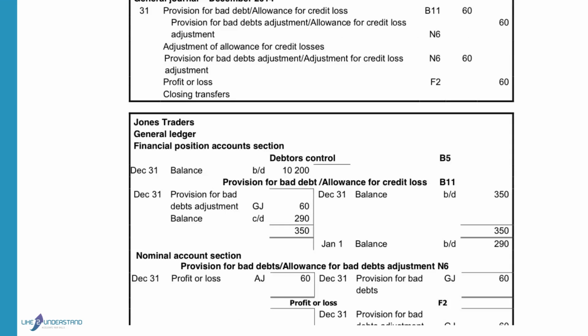The debtors has a debit balance of 10,200. The provision for bad debts has a credit balance of 350. He decides to reduce it to 290 rand. So that means that this provision for bad debts, the new balance must now be the 290, and to be able to change it from 350 to 290, you will have to debit the provision for bad debts account to decrease the provision.